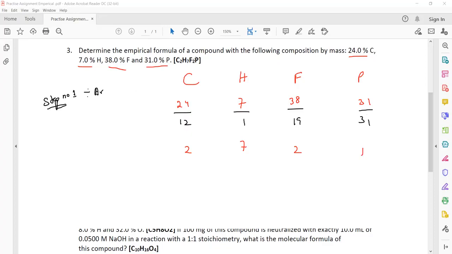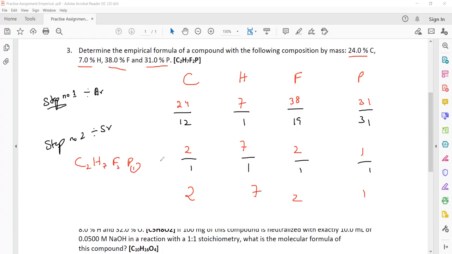Then what is step 2? In step 2, we divide by the smallest value. The smallest value is 1. So if I divide all these numbers by 1, it will not make a difference to the answer. So the final answer will be 2, 7, 2 and 1. So this compound contains 2 carbon, 7 hydrogen, 2 fluorine, and 1 phosphorus. We don't have to write the 1 for P, but if we write P, that is also correct.